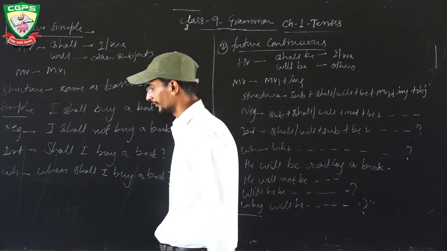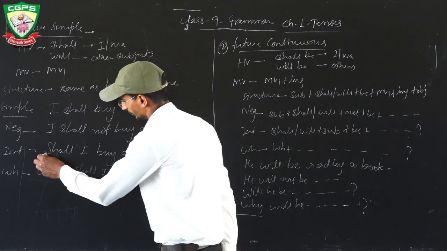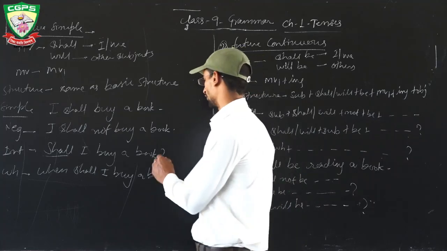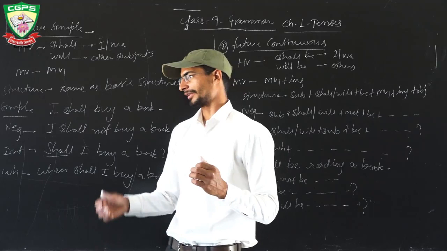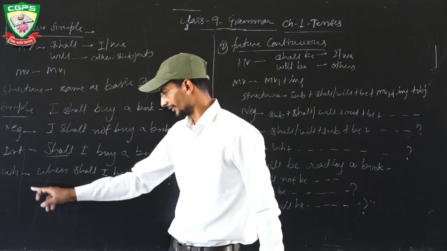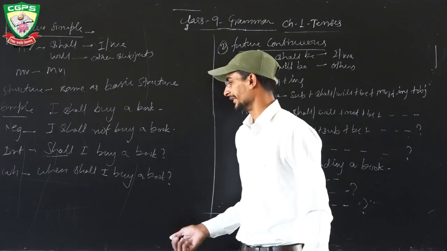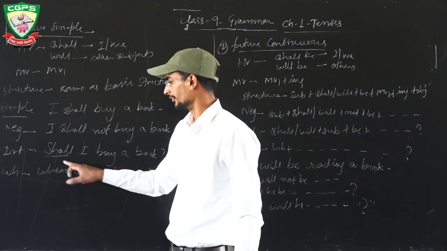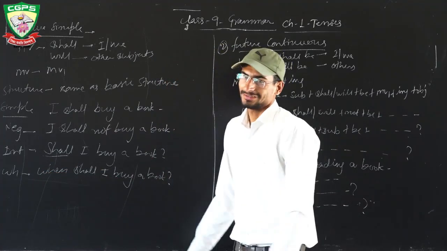Next is interrogative. Shall I buy a book? Shall, so helping verb starts the interrogative sentence, then shall I buy a book and question mark at the last. Next is double word sentence. In double word sentence we use the double word at the starting. When is the double word used? When shall I buy a book? So the basic difference between interrogative and double word is only the double word, rest structure is same. So this was about the future simple tense.